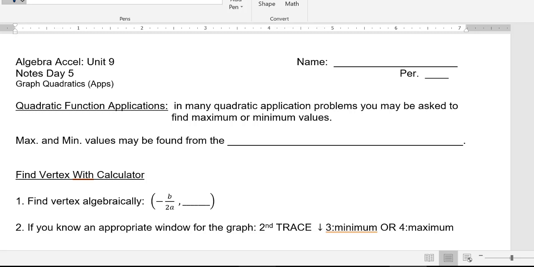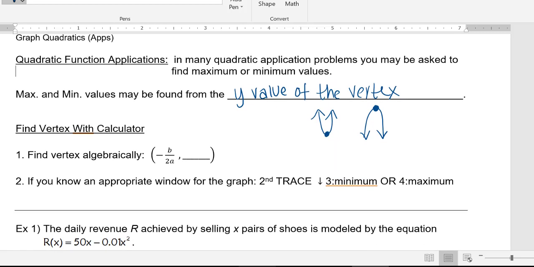So remember, these min and max values may be found from the y value of the vertex. We're thinking our smiley face, y value, minimum, or our frowny face, hey, that's our maximum value. You can find it algebraically by using negative b over 2a, and then you're also going to be able to use Desmos through this activity.